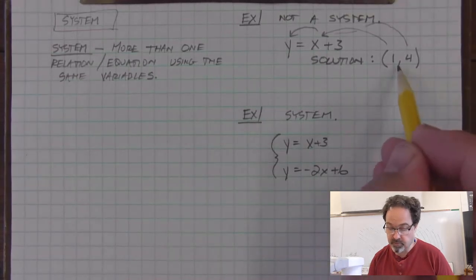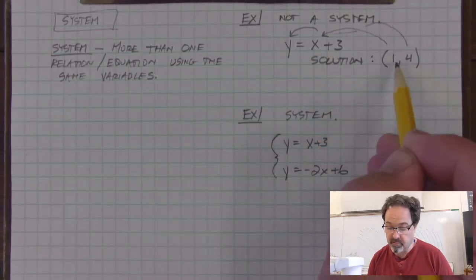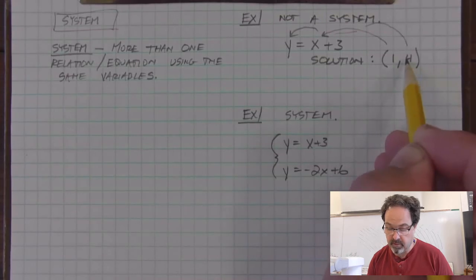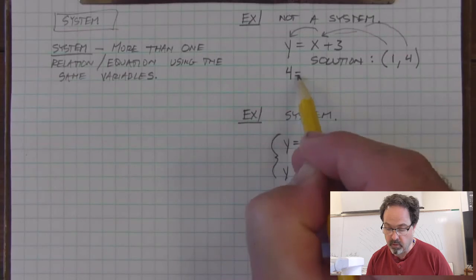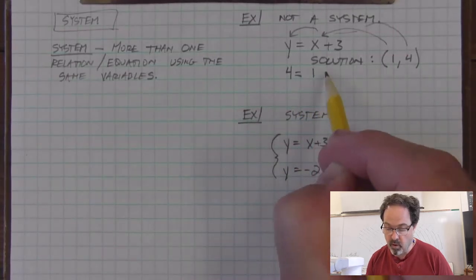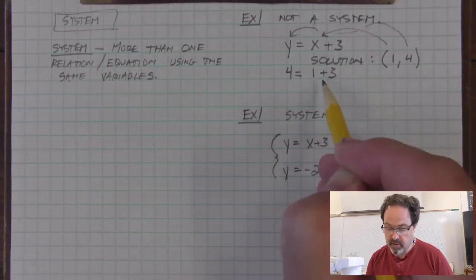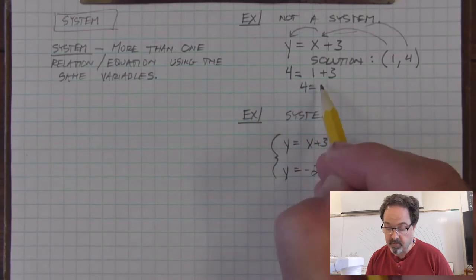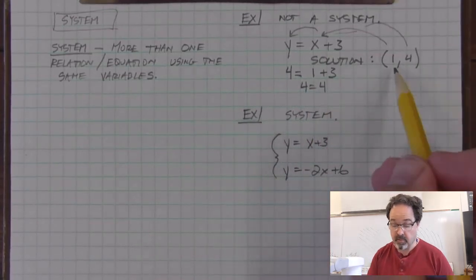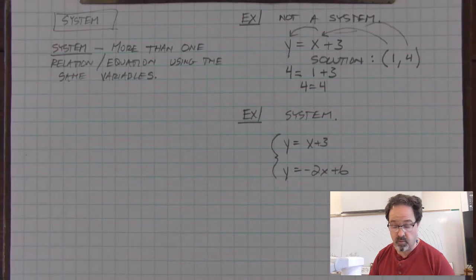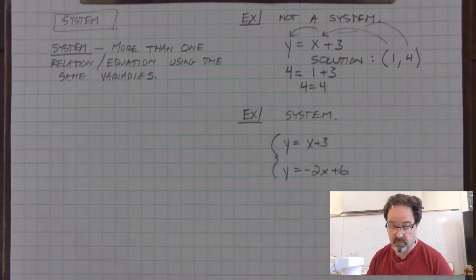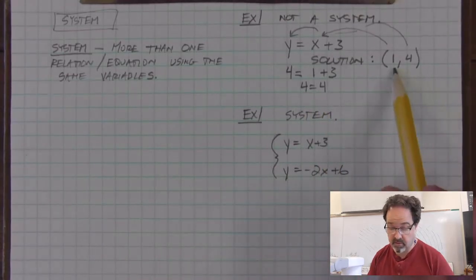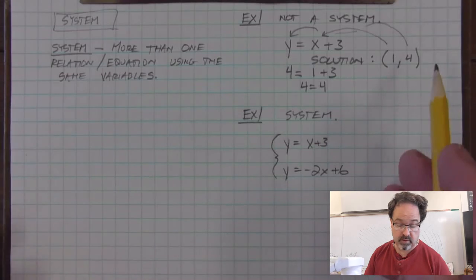This is a solution because if I substitute these values in for x and y, then I would get the equation, the y value of 4 is equal to the x value of 1 plus 3. And I can confirm that this is true. When I substitute these values in for x and y, those are values that make the equation true. And I've shown that 4 is equal to 4. So we call this a solution.